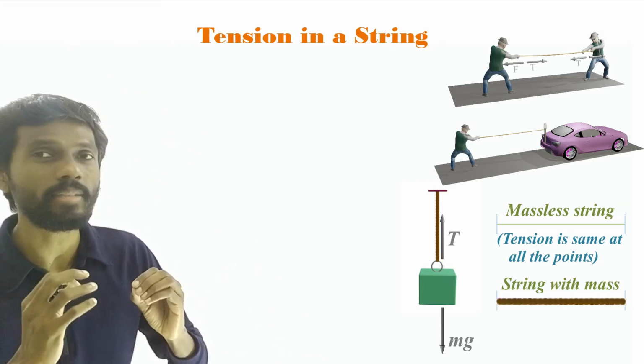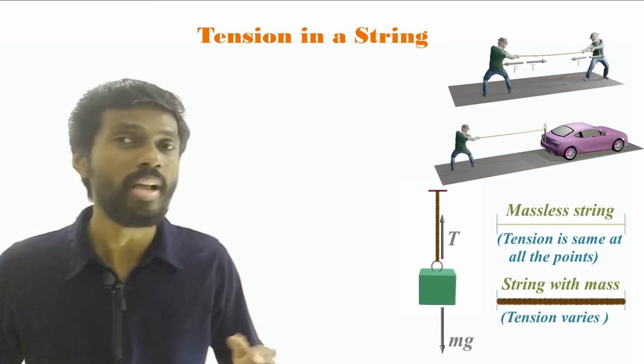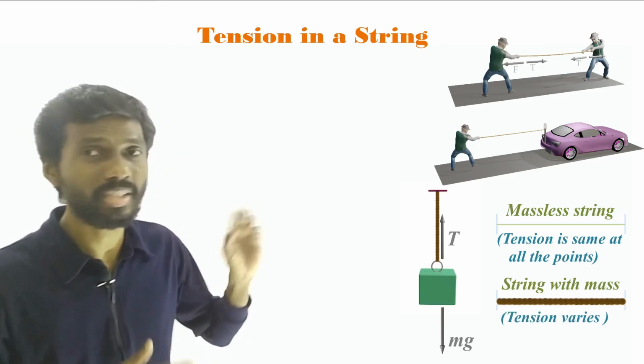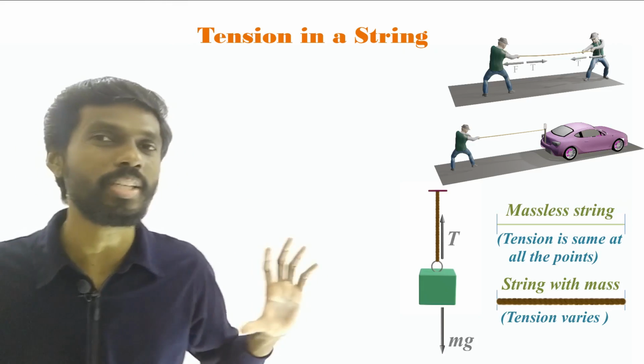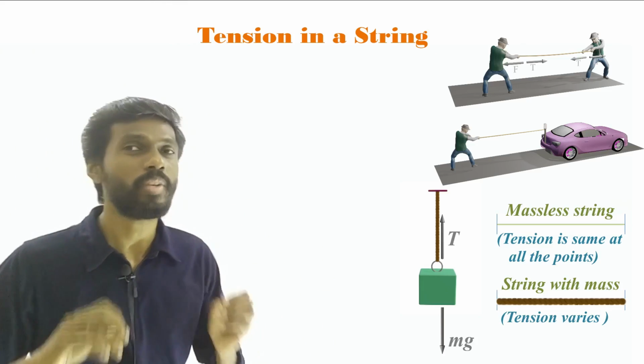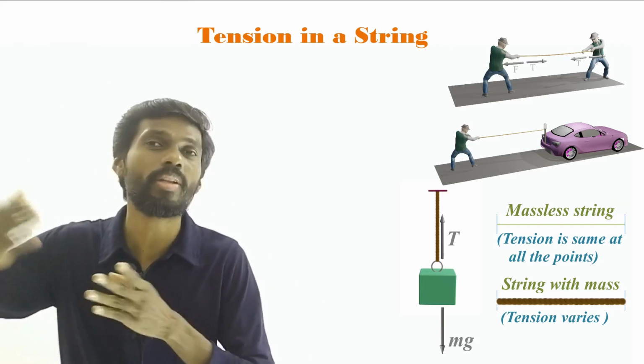So for that string, the tension may be different at different points because the string itself has some mass, so that may contribute to the tension on the string. That means there are two types of strings, but in most of our questions we will only consider strings without mass, right? A massless string only. So we can take the tension to be the same at all the points on the string.